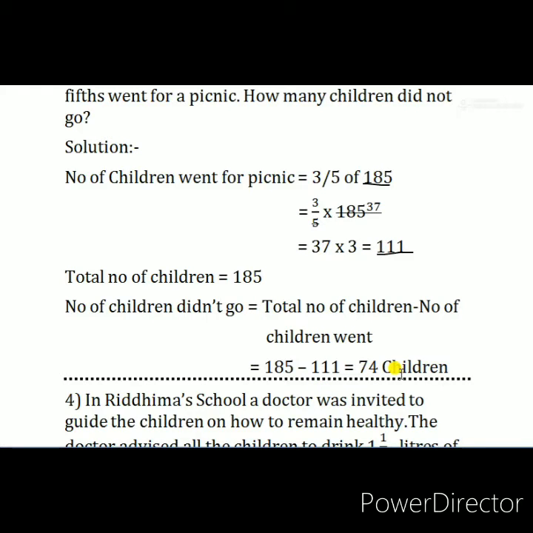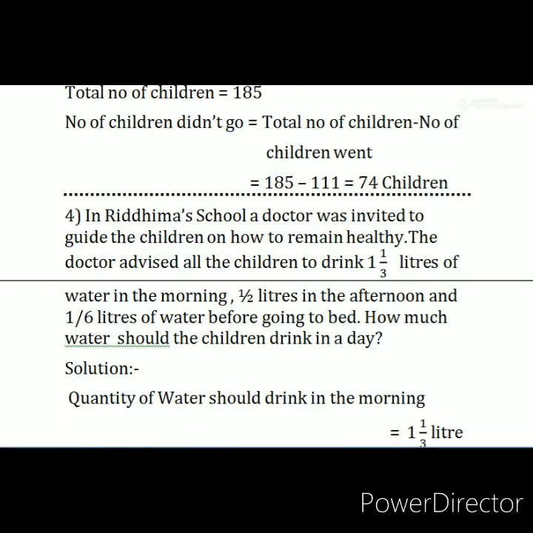So how many children did not go for the picnic? 74 children did not go for the picnic. This is the solution for this question 3. Now we'll move to question number 4.